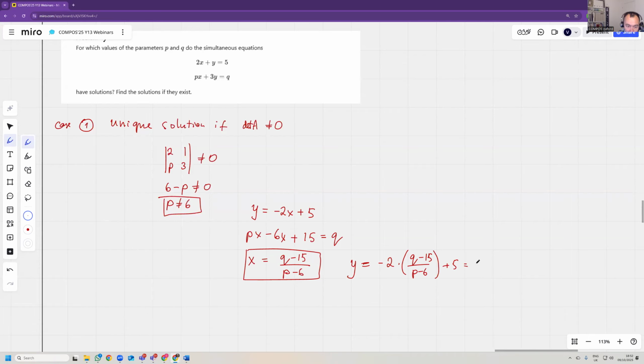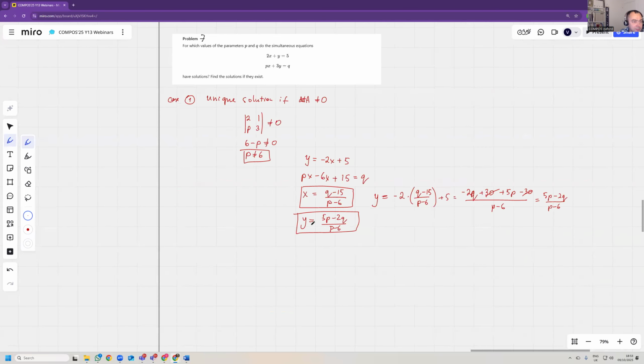So that is minus 2q plus 30 plus 5p minus 30 divided by p minus 6. So that is 5p minus 2q divided by p minus 6. So y is 5p minus 2q divided by p minus 6. So that is the solution if p is not 6.